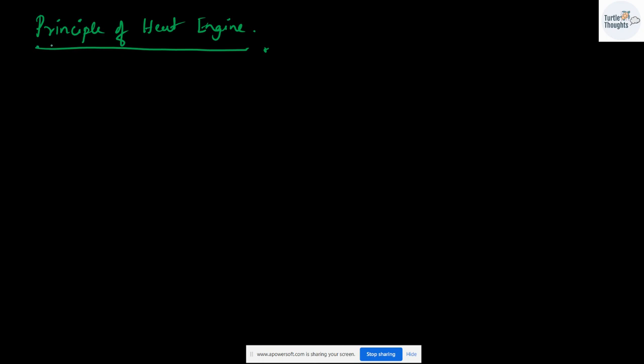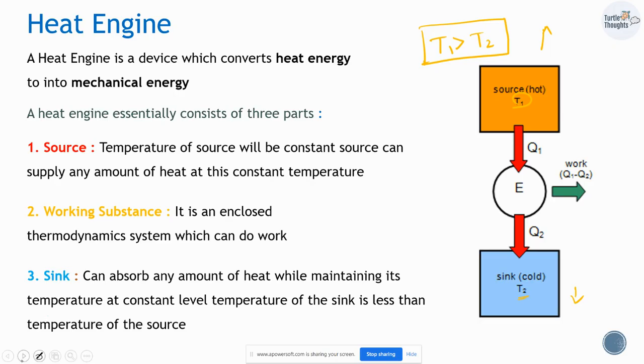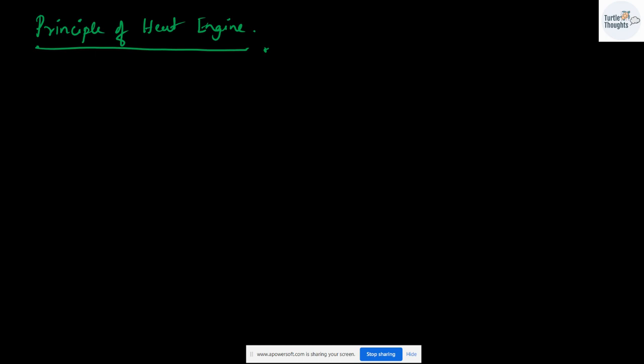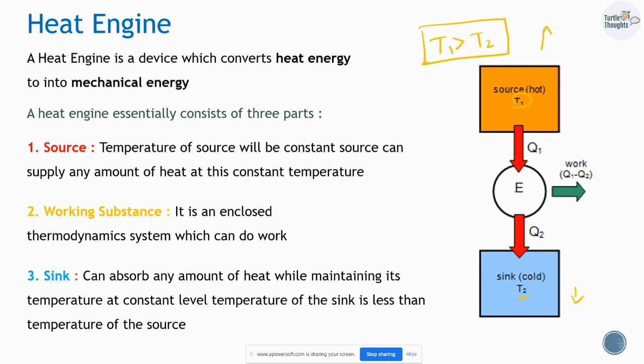The working substance, which I have discussed over here, absorbs the heat from the source and converts a part of it into work. So, your working substance is going to collect heat from the source. Then it is going to reject some of the heat, and a little amount of heat is going to get converted into work.